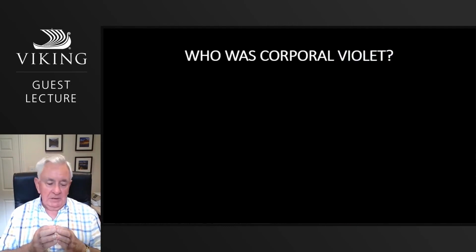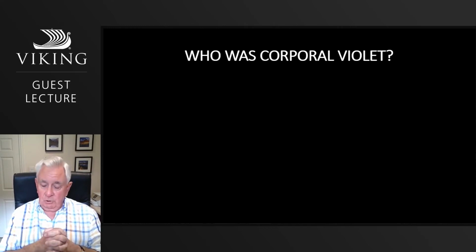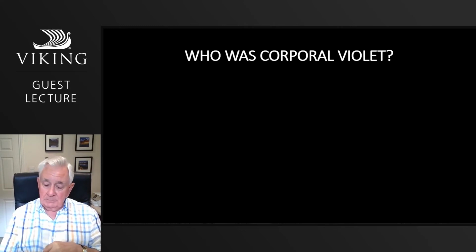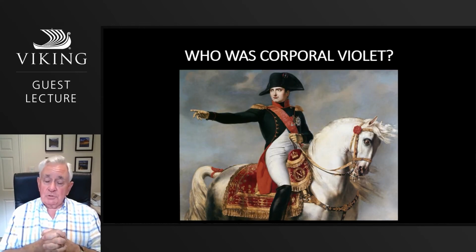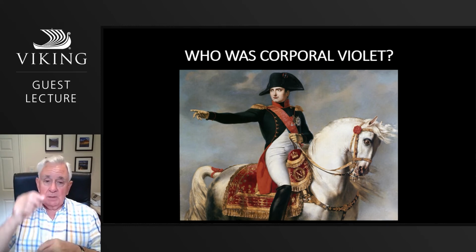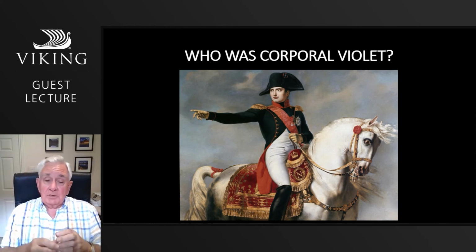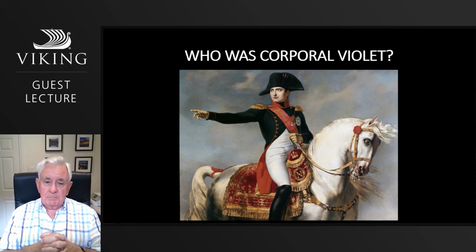Now, if I'm giving a live presentation, I always ask the audience, who was Corporal Violet? And unfortunately, nobody ever seems to know. Well, this is who Corporal Violet was. It's, of course, Napoleon Bonaparte. When Napoleon Bonaparte was exiled to the island of Elba, his first exile, he told his supporters that he would be back in the spring when the violets were in bloom.